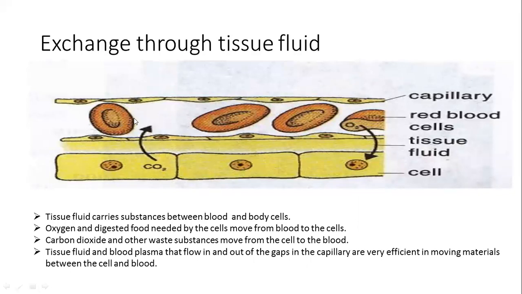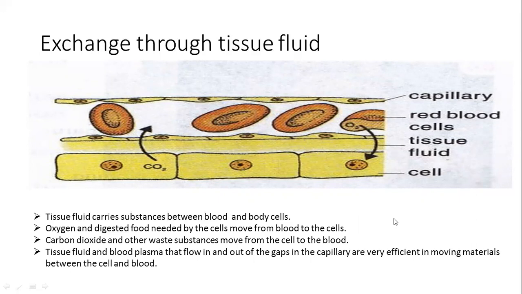Okay, this is the capillary blood vessel. It has gaps in its wall and blood is flowing through the capillary. This is the space between the capillary wall and the body cell. So when blood is flowing through the capillary, the blood plasma leaks through the gaps present in the wall of capillary, and it fills the space present between the capillary wall and the body cell. So the blood plasma, which fills the space between the capillary wall and the cell, is said to be tissue fluid.